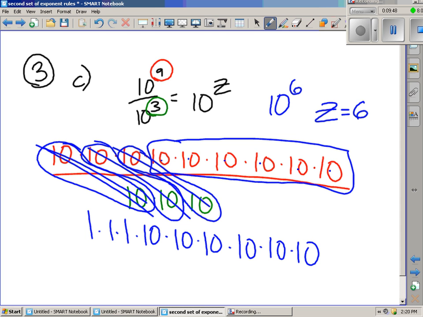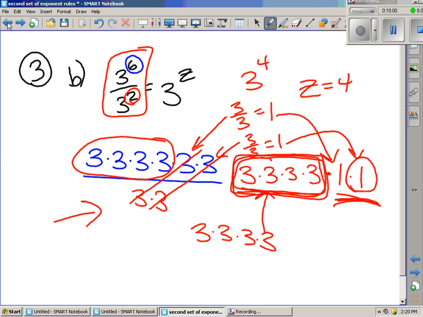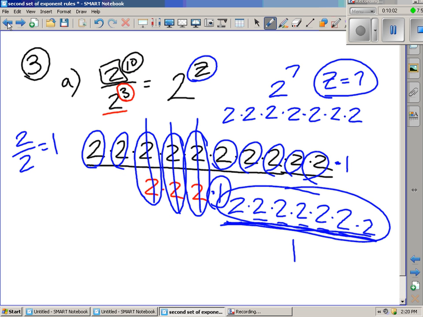Now what I hope you have noticed is that what we could do is we could right away just subtract 3 from 9 and get our final exponent of 6. That would have worked for A and for B. So in A, 10 minus 3 equals 7. It's always the numerator's exponent minus the denominator's exponent. Numerator minus the denominator.